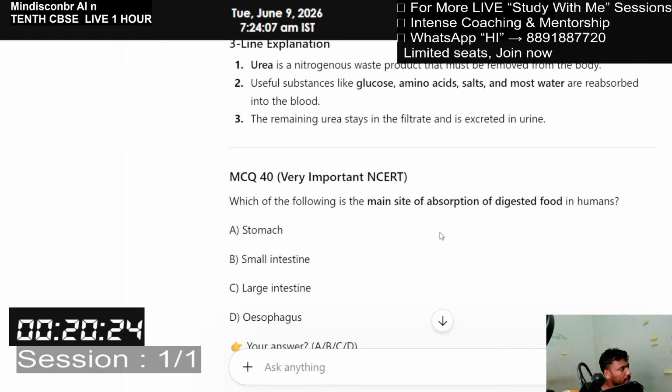Which of the following is the main site of absorption of digested food in humans? The main site of absorption of digested food in humans is the small intestine.